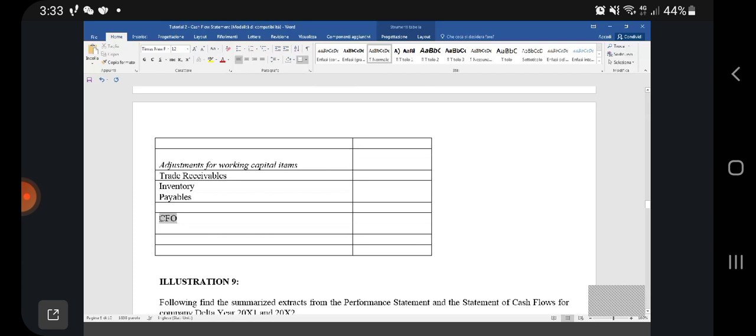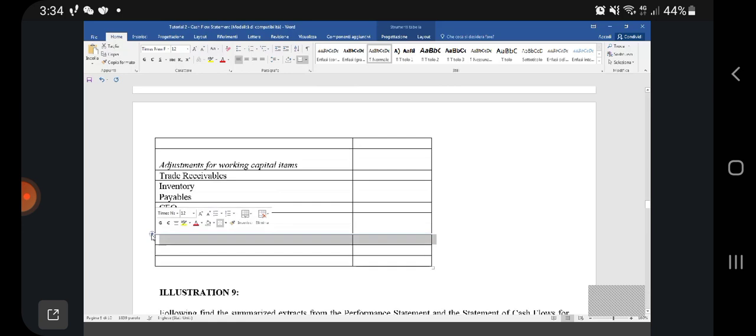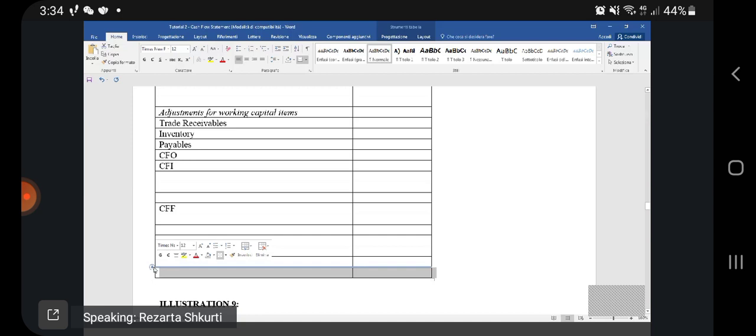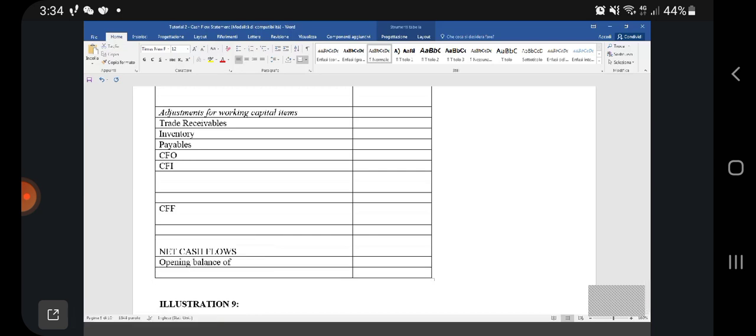We continue with the cash flows from investing activities. 1 or 2 items over there, not more. And then cash flows from financing, 1 or 2 items even there. Net cash flows. That again should be equal to the change between opening and closing cash balance. Opening balance of cash and closing balance of cash.